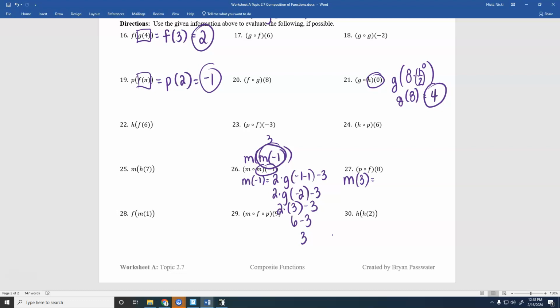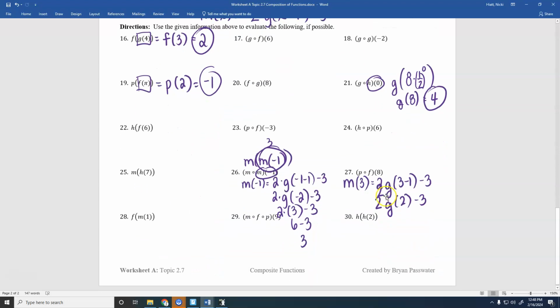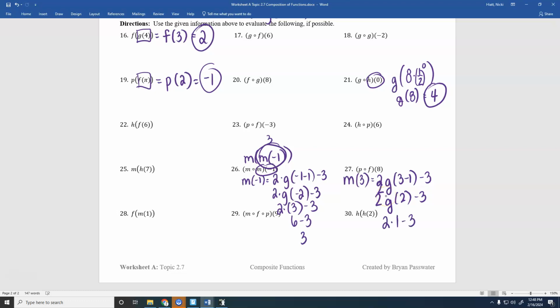So if I'm doing m of 3, that is going to be 2 times g of 3 minus 1 minus 3, which is going to be 2 g of 2 minus 3. And g of 2, we've got to go back up here to the graph. g of 2 is right here. What is g of 2? 1. So we got 2 times 1 minus 3. 2 minus 3 is -1. Somehow, to me, it is a little disappointing that m of -1 is still just -1. You didn't even get a different number for that.